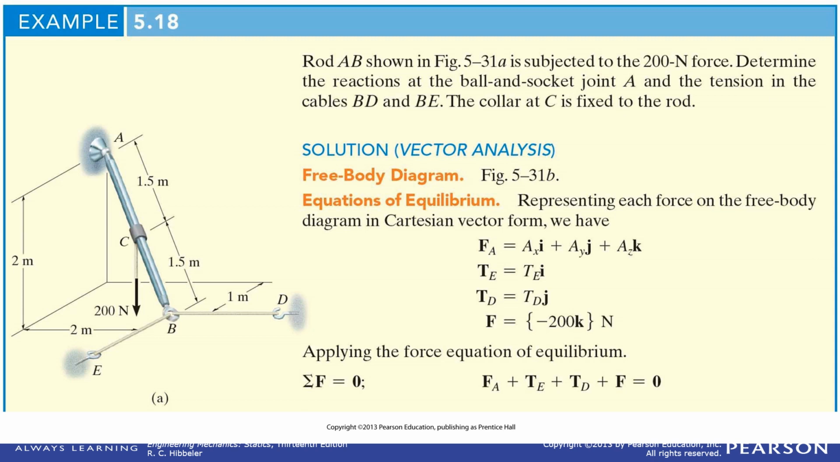Okay, so this problem here will be the last problem of chapter 5. What we're going to do is look at this: there's 200 newtons going down. It says this is fixed. It's not a collar, by the way. It's welded to the rod or something. So this is a fixed support, but there's only 200 newtons acting downward on it. Ball and socket joint. No moments, 3 axes of force.